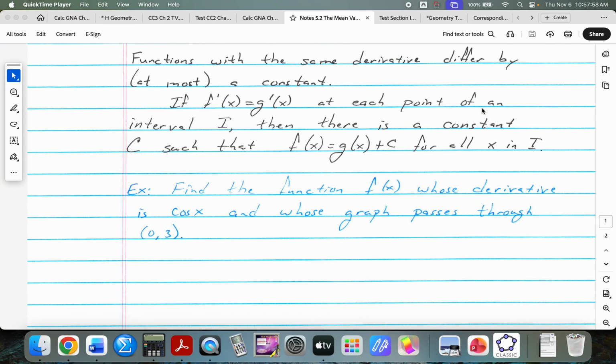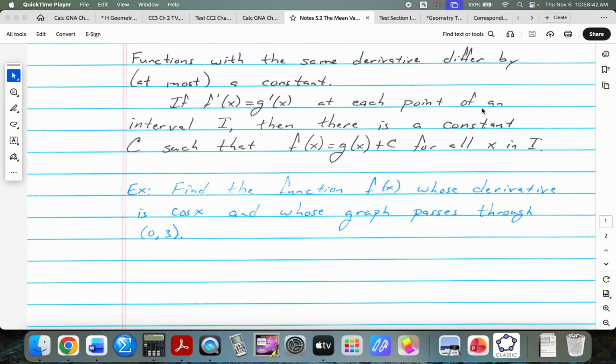So you probably haven't thought about this, but if you have two functions that are different, but they have exactly the same derivative, the only way that can happen is if they have a constant at the end that's different. You know, one has +7 and the other one has a -3 at the end. Everything else has got to be the same if the derivatives are the same. So if f prime of x is equal to g prime of x at each point of an interval I, then there is a constant c such that f of x equals g of x plus c for all x in that interval I.